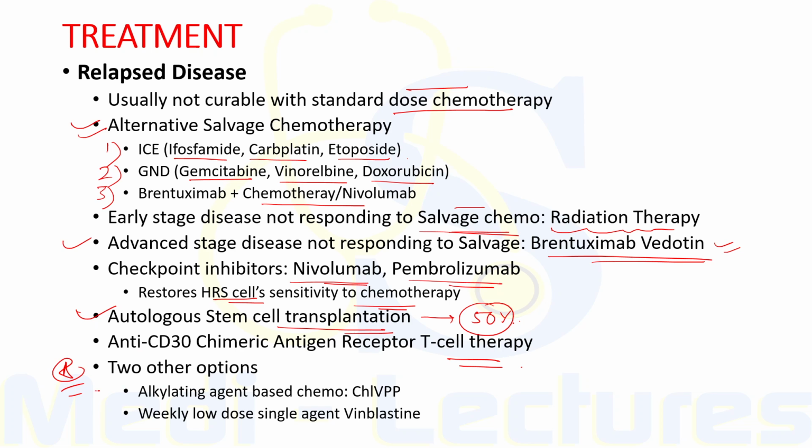So we can use alkylating agent based chemotherapy, which includes chlorambucil, vincristine, prednisolone and procarbazine. This can be used for patients who are resistant to ABVD. So the patients who are resistant to ABVD can be given alkylating agent based chemotherapy.